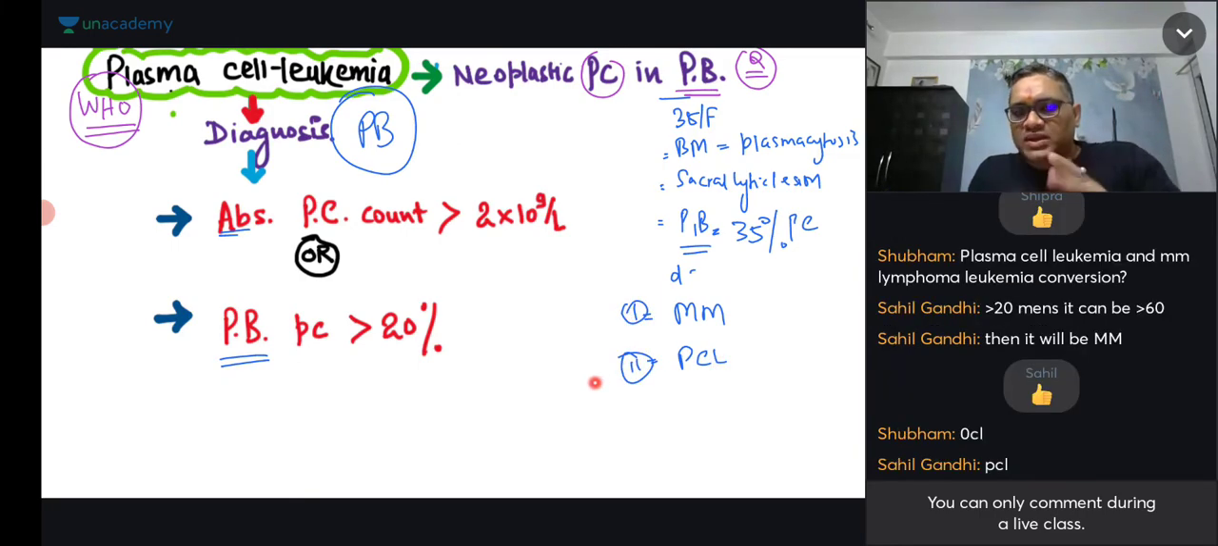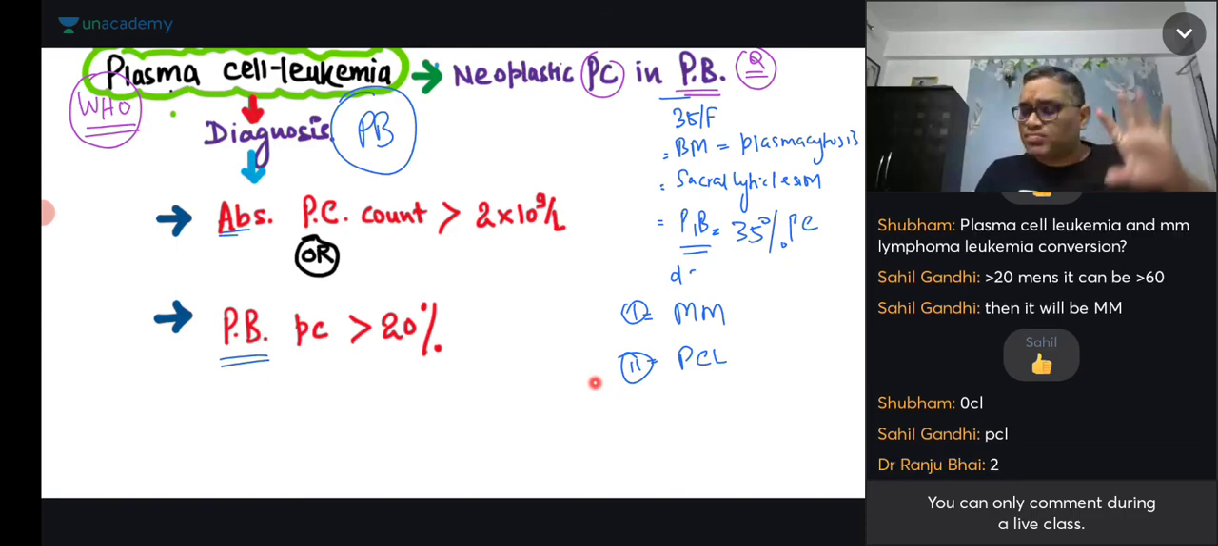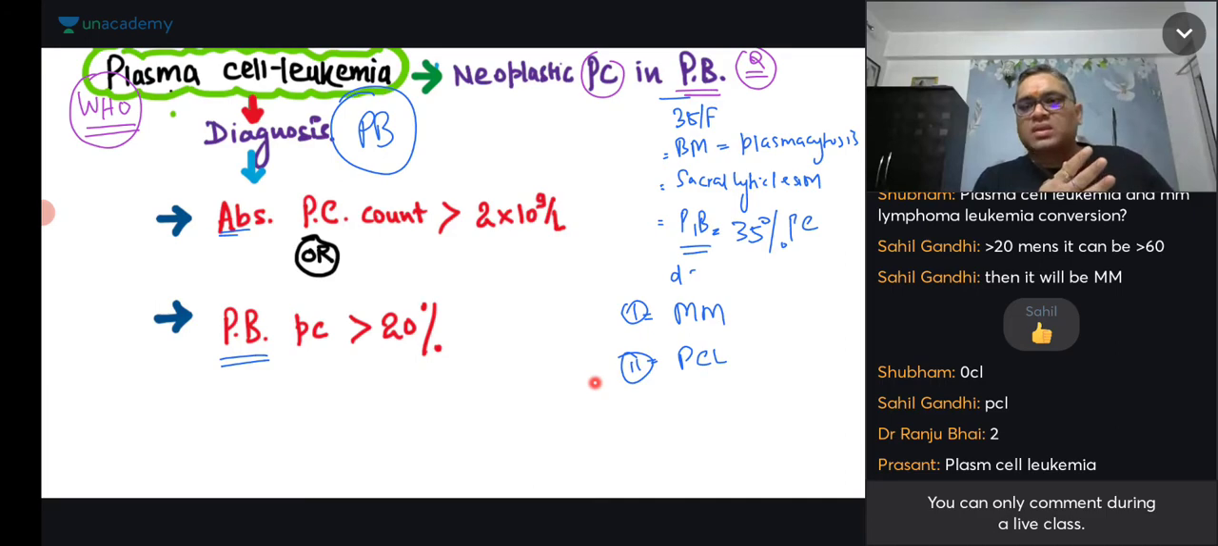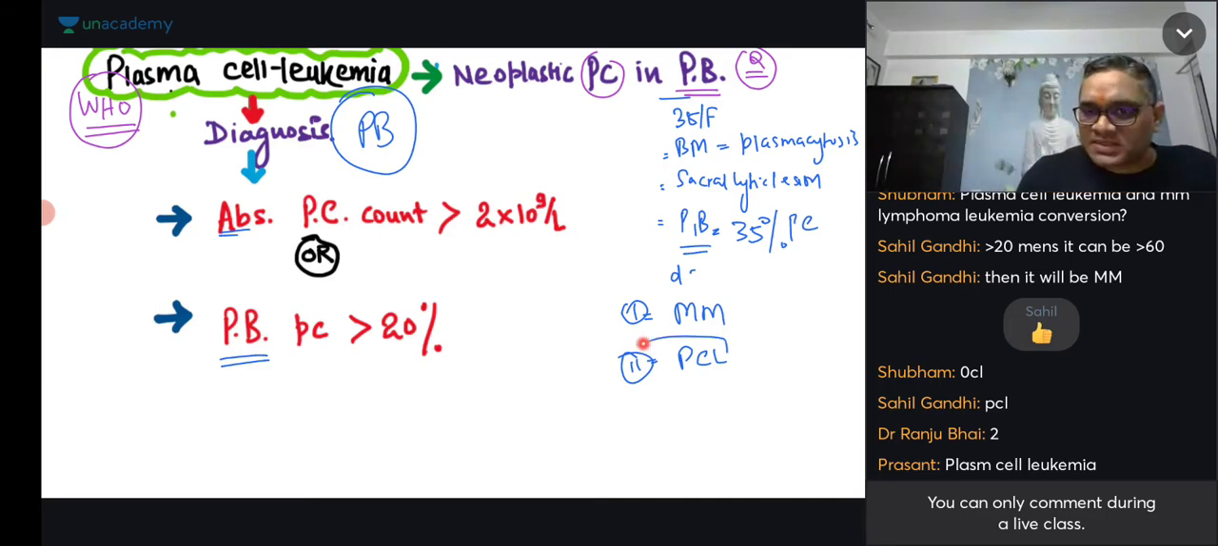Now please do not get confused about that thing. Bone marrow is a different thing. Peripheral blood is a different thing. Don't mix both things together, otherwise you will not understand. Now understood? So the answer is plasma cell leukemia. That was the question in the AIIMS exam.